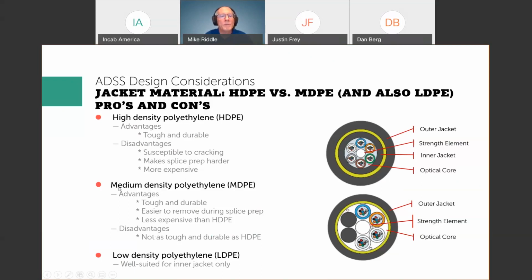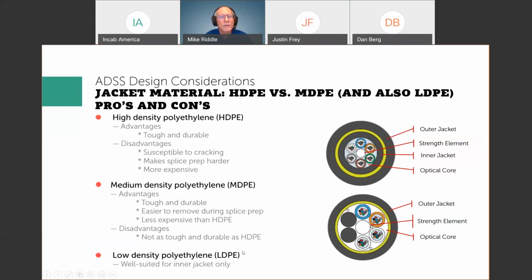Anyway, back to medium density. It's still tough and durable, and it's easier to remove during splice prep relative to high density polyethylene, and you save a little bit of money. But the disadvantage is it's arguably not as tough and durable as HDPE is.